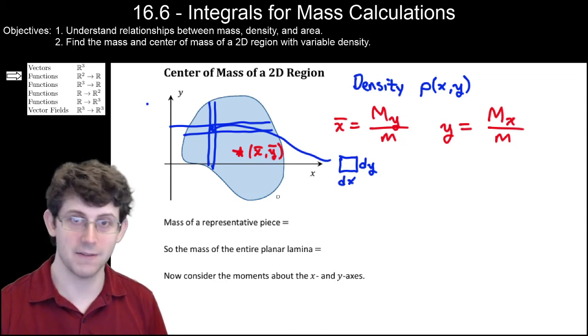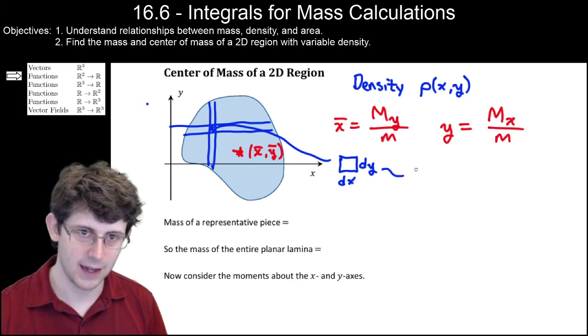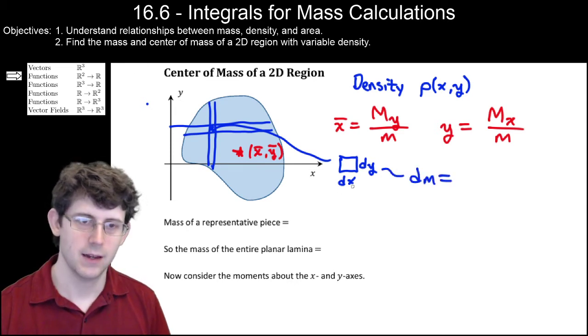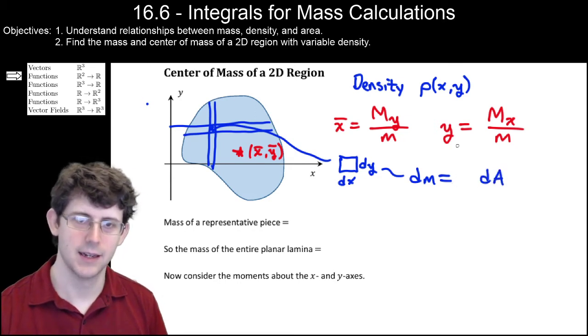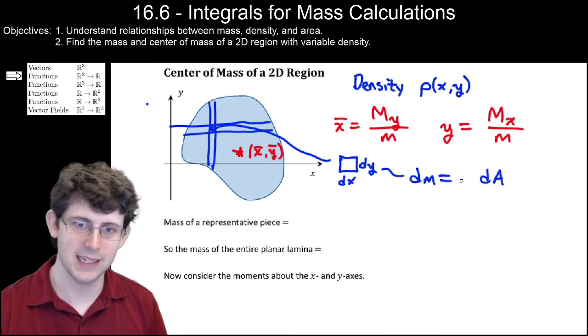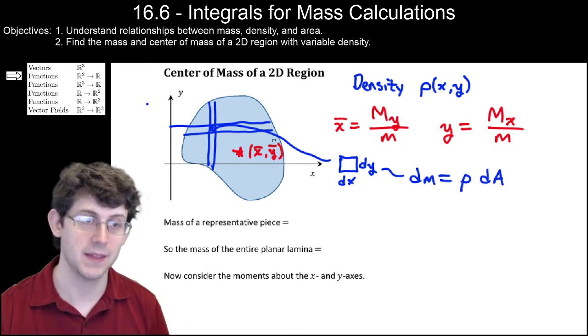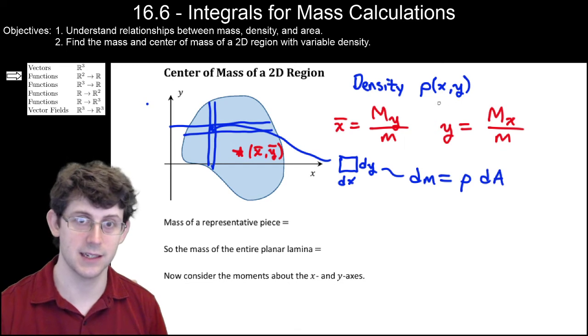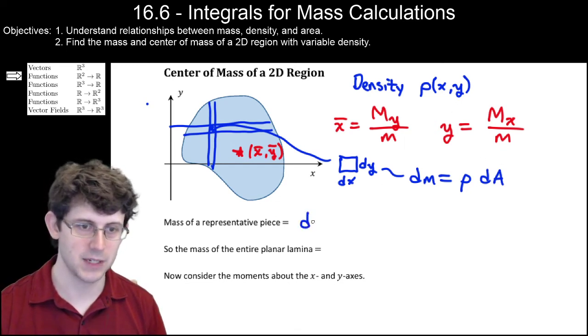So the mass of a representative piece, the mass of this little thing, I'll call it dm. Well, the mass is related to the area, so I'll multiply by the area. And what I need to multiply by is the density function, because the area will be in square meters and the density of a 2D object is in kilograms per square meter. So this is the mass of a representative piece.